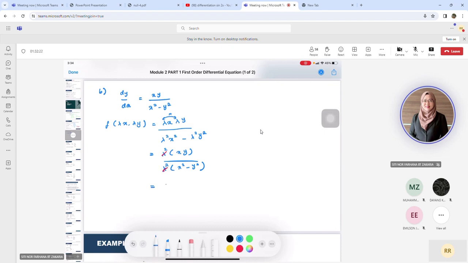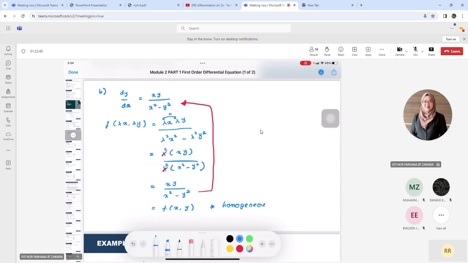And final akan jadi x power of 2 minus y power of 2. So it is similar to the original equation. Or in maths, you can write like this, f x y. So this one is a homogeneous equation. Okay, dapat? Okay.